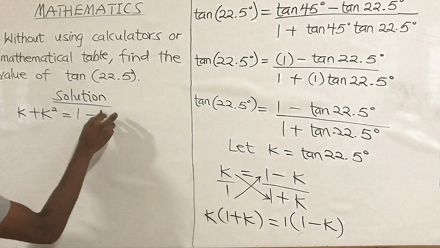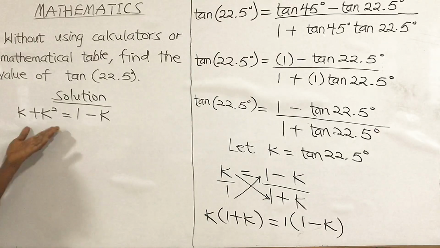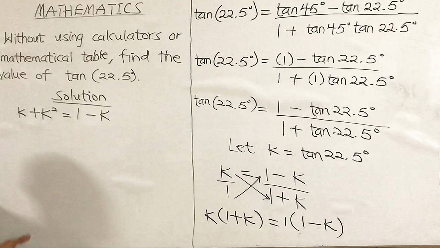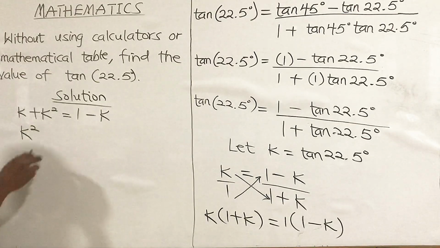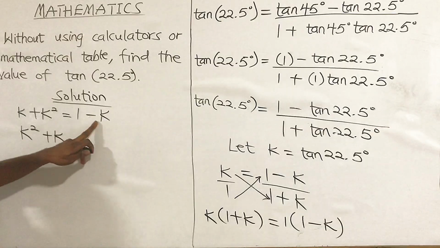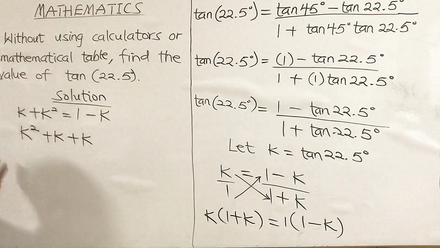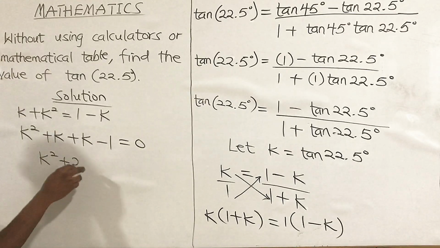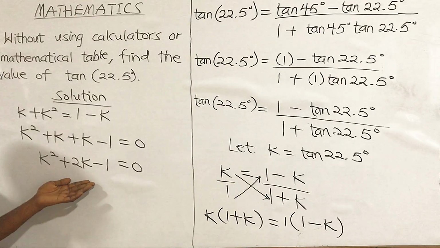Now the expression we have here is telling us about a quadratic equation. In that case, we are going to rewrite this one in a quadratic form. So I'll first of all repeat the k squared. I have positive k here. Then when this comes to the other side, we have positive k. 1 also moves to this side, we have minus 1 is equal to 0. So we have k squared plus 2k minus 1 is equal to 0. And this is a quadratic equation.